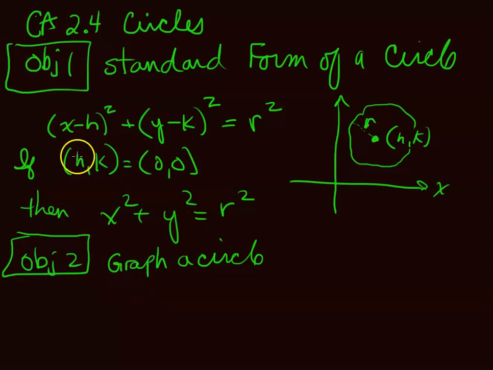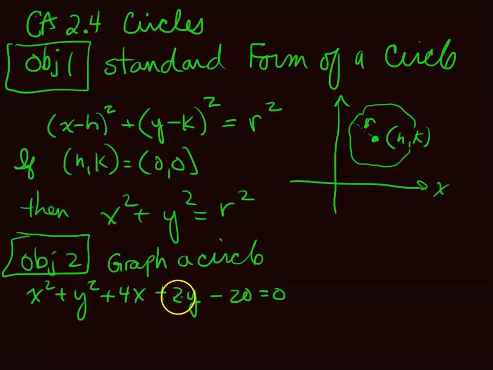Okay. Suppose you have x squared plus y squared plus 4x plus 2y minus 20 equals 0. So the first thing you need to do is put it in this form.